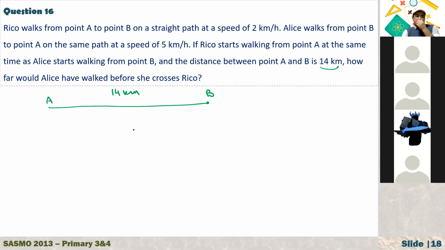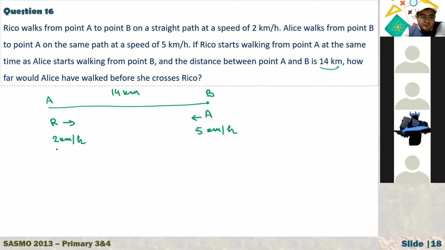All right. And now Rico, let me just write here. Rico is walking towards B. And how about Alice? Alice is walking towards A, right? What is the speed of Rico? The speed of Rico is 2 kilometers per hour. And the speed of Alice? That is 5 kilometers per hour.